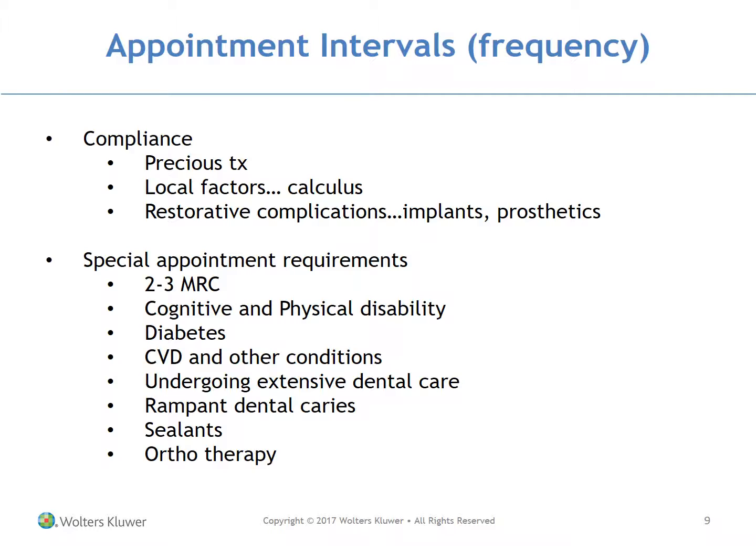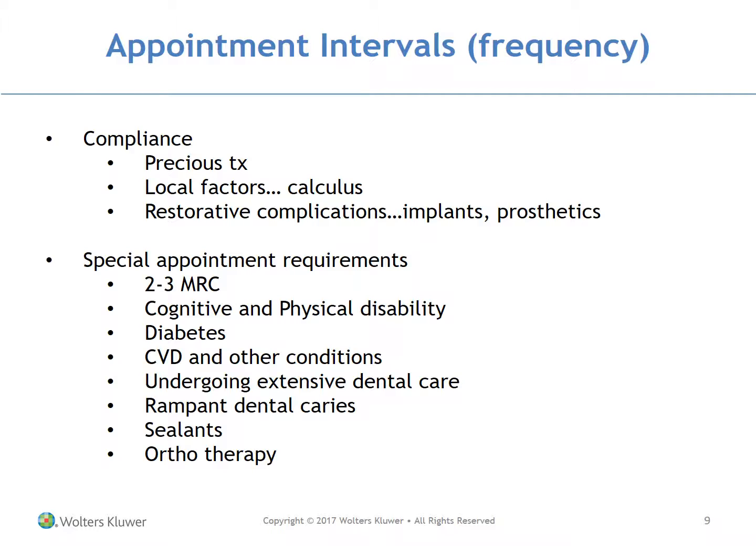Cardiovascular disease and other conditions: those who have been recently hospitalized may find oral self-care tiring and may require some modification to self-care regimens at home and appointments. Maybe we need to shorten their appointments to alleviate some of the stress.